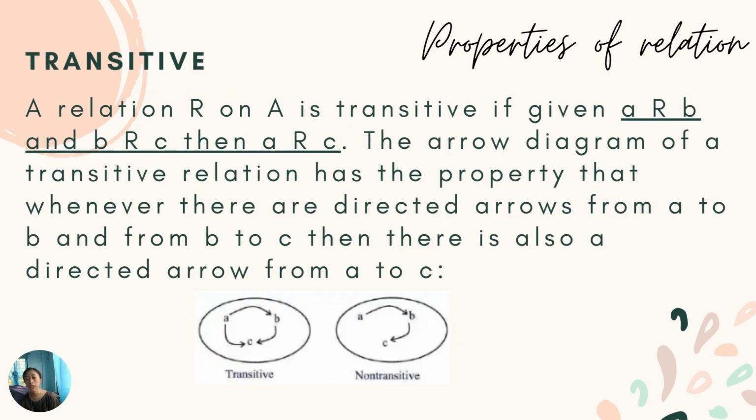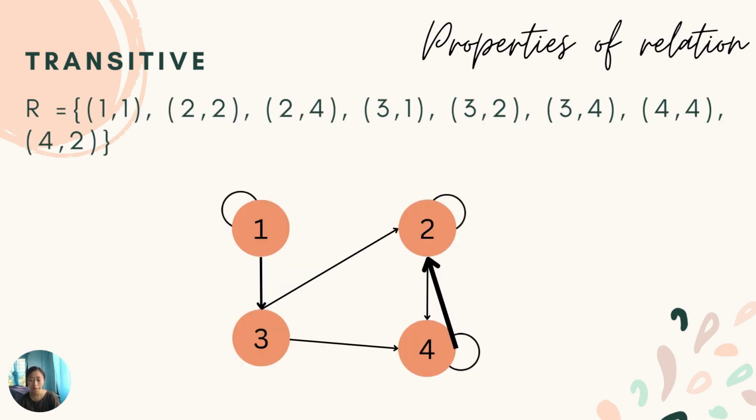Then transitive, yan. If given A is related to B and B related to C, then A is related to C. So, on the figure, titignan. Yan, arrows, again, from A to B, from B to C, then there is also a directed arrow from A to C. So, excuse for the noise of the barking dogs.